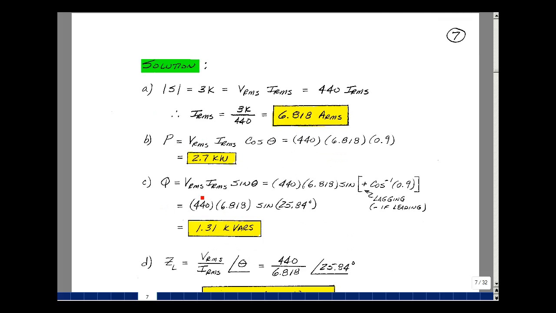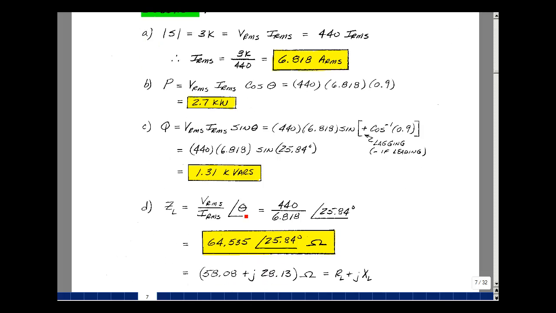So the reactive power is VRMS times IRMS times the sine of theta. So I know the voltage and know the current, but theta now is the inverse cosine of our power factor, which was 0.9, but it was a lagging power factor, so there's a minus sign with a leading and a plus sign with a lagging. So we'll have a plus sign here. Notice our angle is positive. The inverse cosine of 0.9 is 25.84, and so the sine of that times the voltage and the current is 1.31 K, and our units are volt amperes reactive, so VARs.